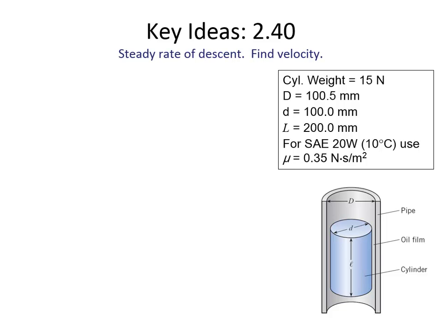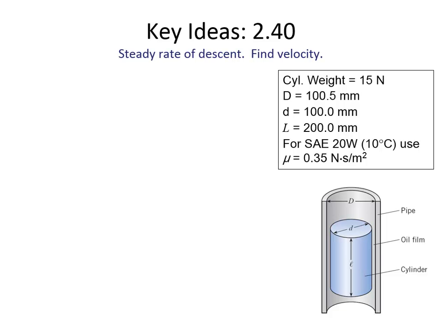Specifically, there's this cylinder that's falling through a pipe, and the oil is in the small gap that's between the cylinder and the pipe. The cylinder has a diameter of 100 millimeters, and the pipe has a diameter of 100.5 millimeters. And so there's a gap. It's not just in two places. It's all the way around. They say in the problem statement to assume the cylinder is falling through the center of the pipe so that the gap is even all the way around the cylinder. And so there's an oil lubricating the gap between the cylinder and the pipe.